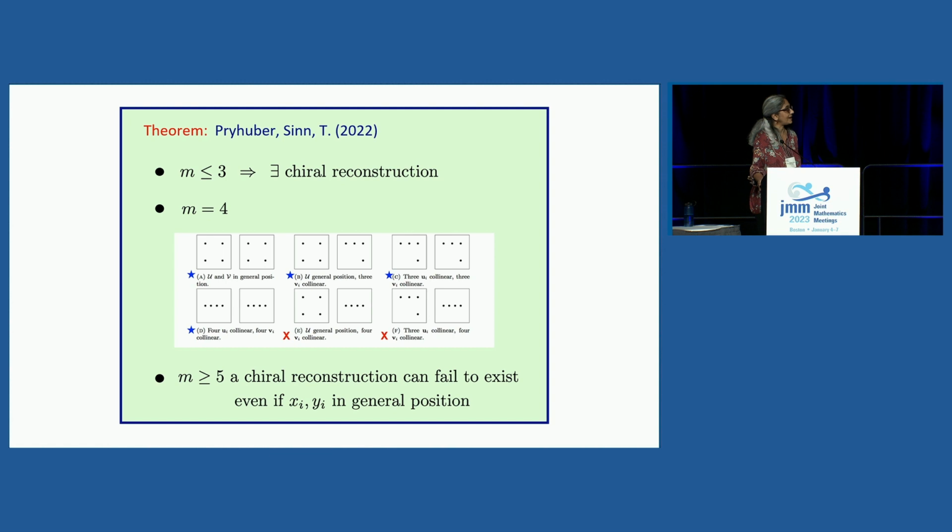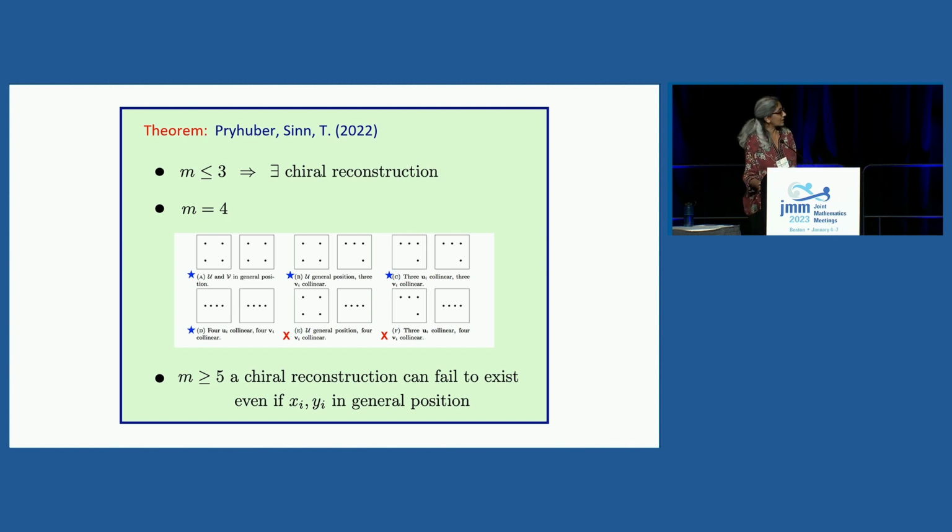So this time, if m is less or equal to 3, then there's always a chiral reconstruction. And then just jumping to the very last line, if m is greater or equal to 5, then a chiral reconstruction can fail. And this can fail even if the xi's and yi's are in general position. Okay, so m greater or equal to 5 is not good news. Of course, there might exist one, and there will exist one if your pictures are really pictures of a three-dimensional scene. But in general, if you just take point sets, 5 here and 5 there, then they may not be any real reconstruction of these point sets.